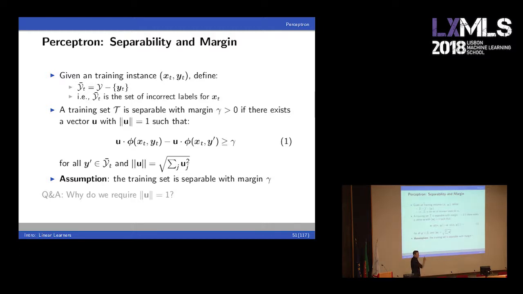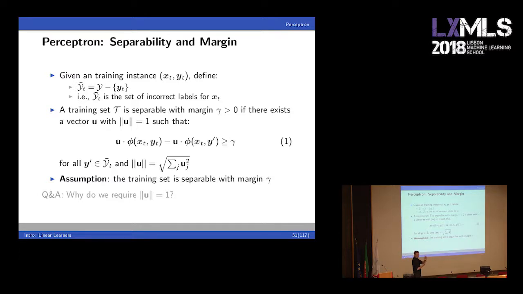Okay, so in order to do this proof, we have to make one little assumption. So the assumption in equation 1 means the training data is separable with margin gamma. Separable with margin gamma means that the training data is easy enough so that we can always find a weight vector that does this separation.